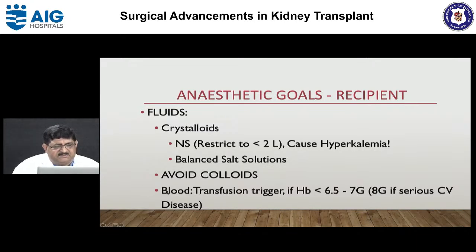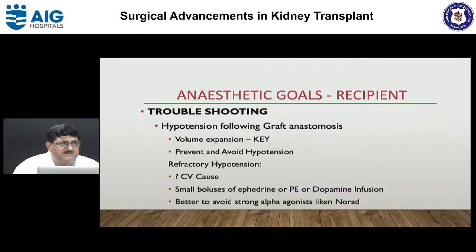Transfusion triggers: yes, we know these patients are chronically anemic. We have a high threshold for giving perioperative transfusions. Generally, we don't give blood till the hemoglobin falls to less than 6.5. If the patient has serious cardiovascular comorbidities, then 8 grams is the trigger, but we also go by clinical parameters.